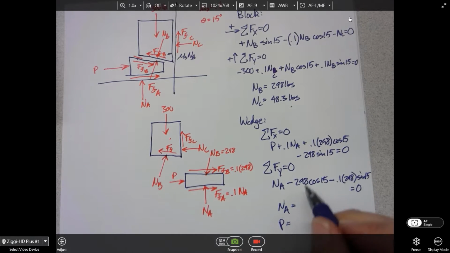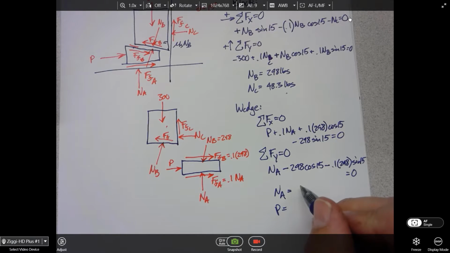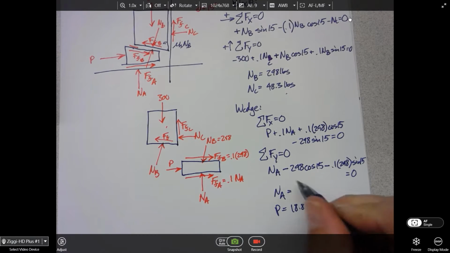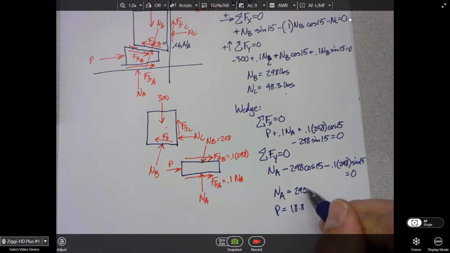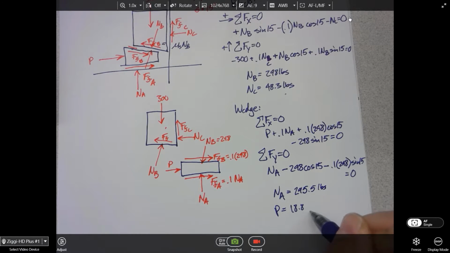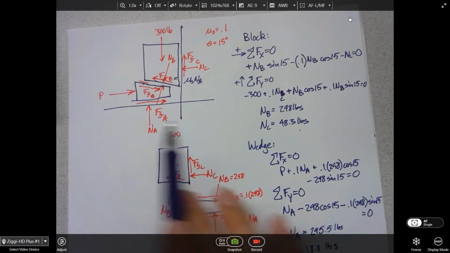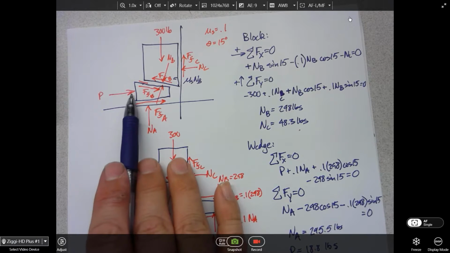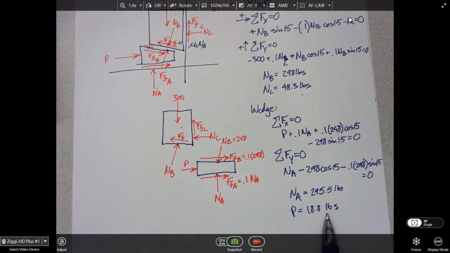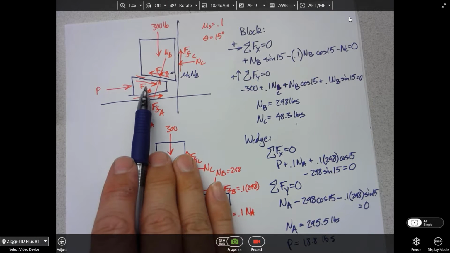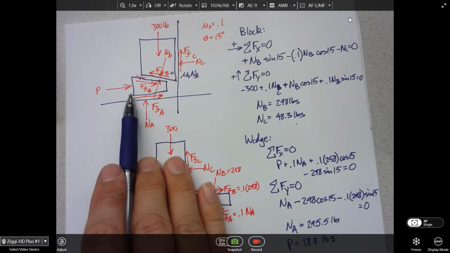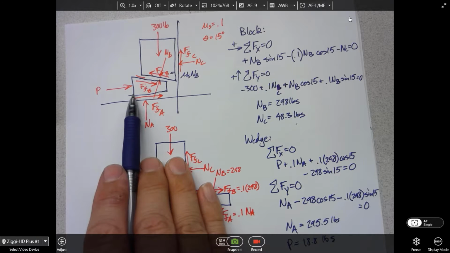So what did you find? What's NA and P in this problem? P, I got 18.8. You got 19. Okay, what'd you get for NA? 295.5 pounds and 18.8 pounds, right? So this is saying at the point when it's on the verge of slipping, we have to be applying a positive P value of 18.8 pounds. So this says we're holding the wedge in place when it starts to slip out. Okay, so this is a non-self-locking wedge.